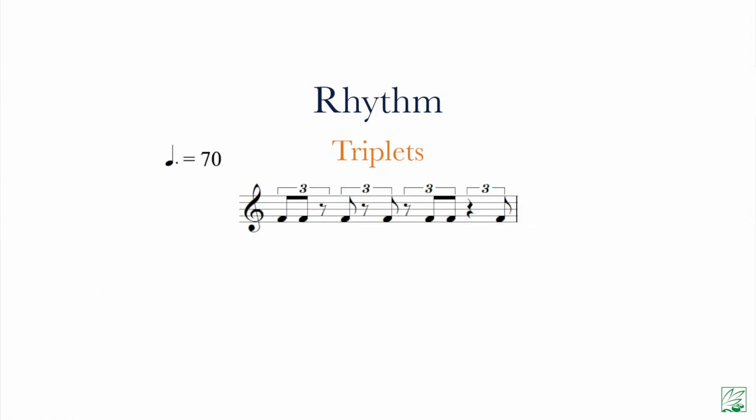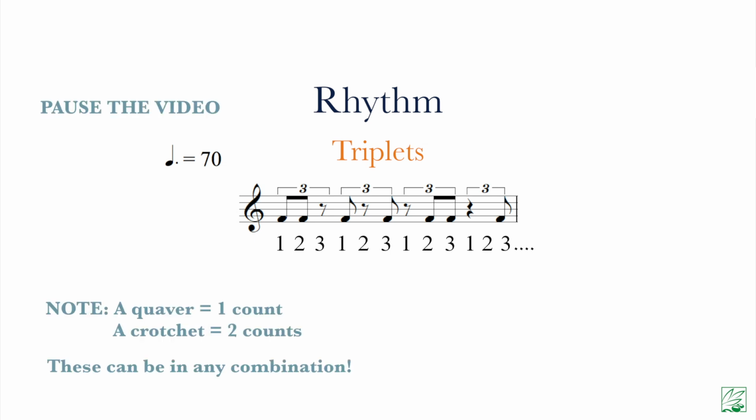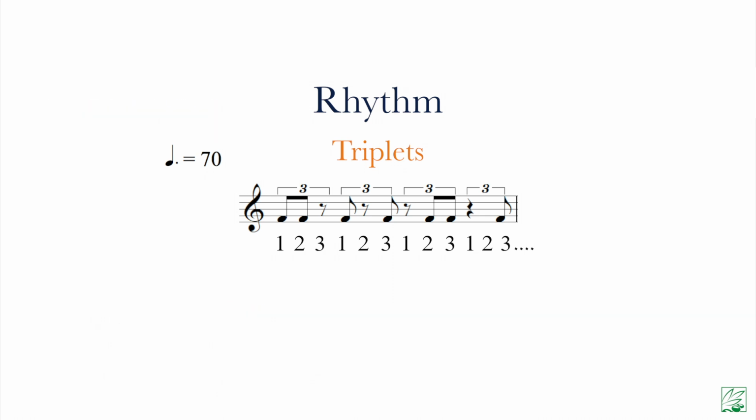Notice that by adding rests, triplets can look harder to read. To count these triplets, you only have to count 1, 2, 3, 1, 2, 3 and give each quaver and rest a number. Now I'm going to count and clap this rhythm with the metronome set at 70, and I will play the example twice for you.